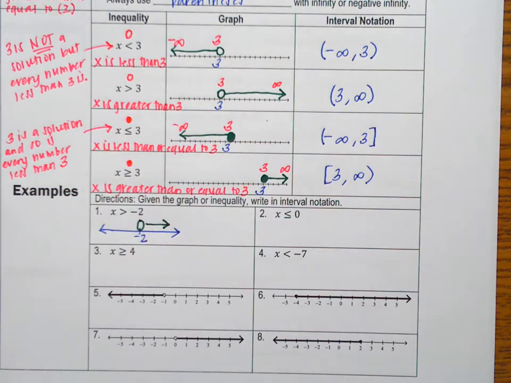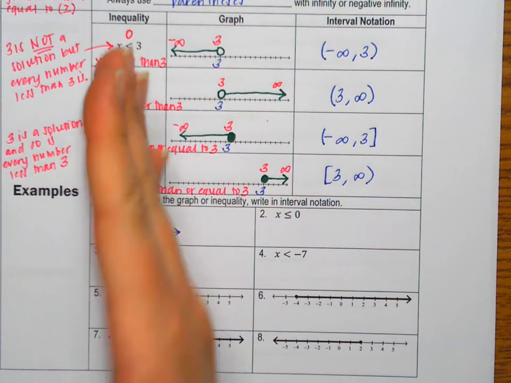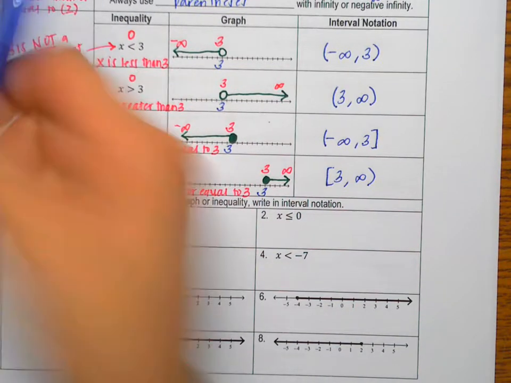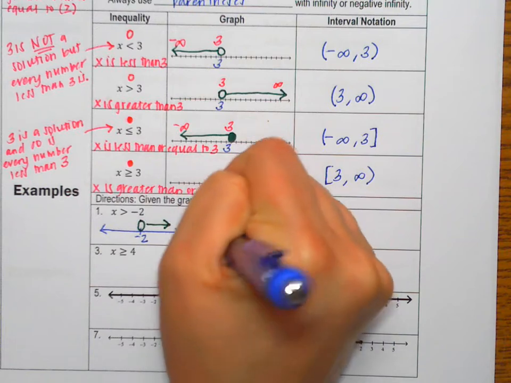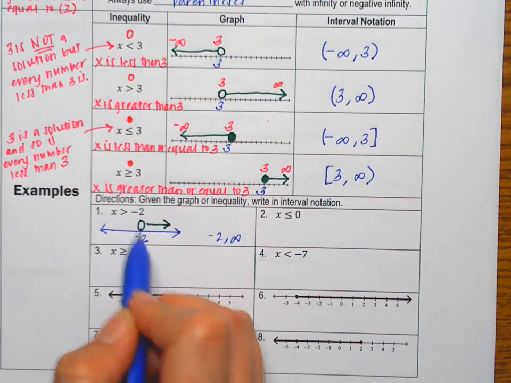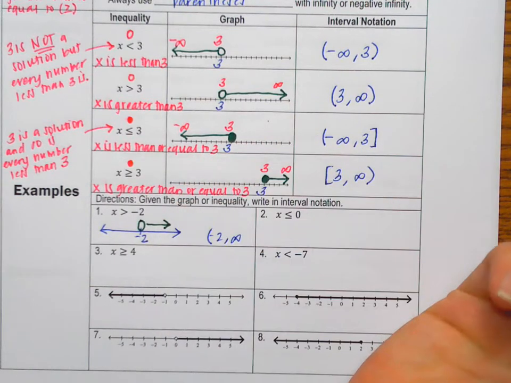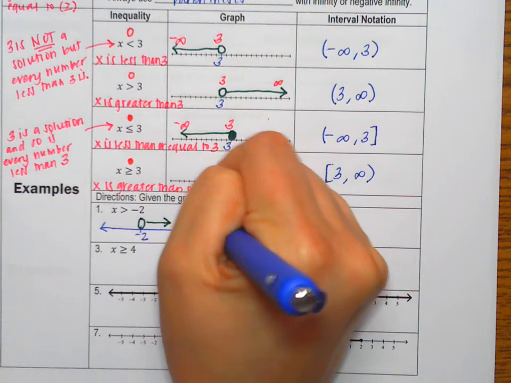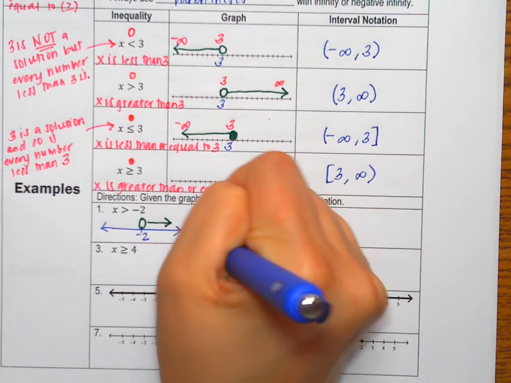So I look at it from left to right. From left to right, it starts at -2 and goes in the positive direction forever. So I just start there. It would be -2 to infinity. -2 is an open circle, so it's a parentheses. Infinity is always a parentheses. And that is my final answer.